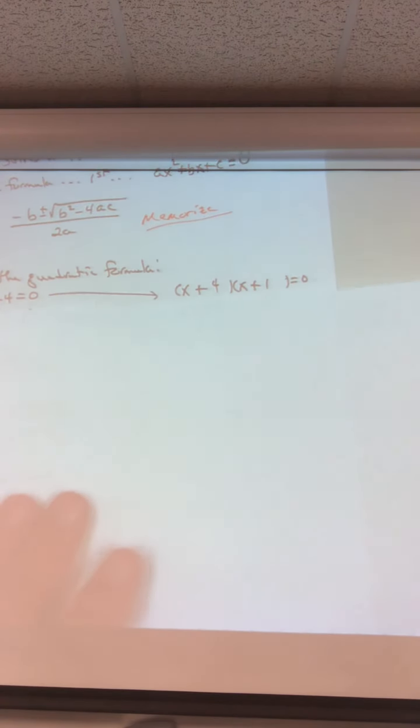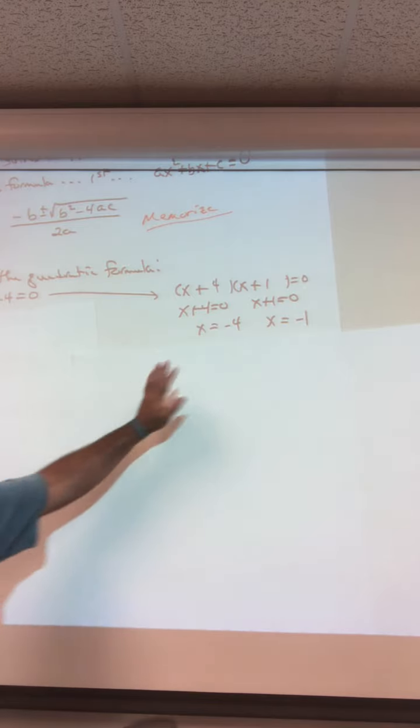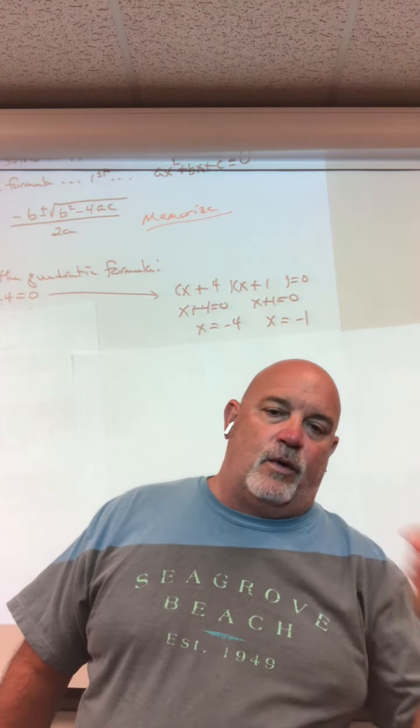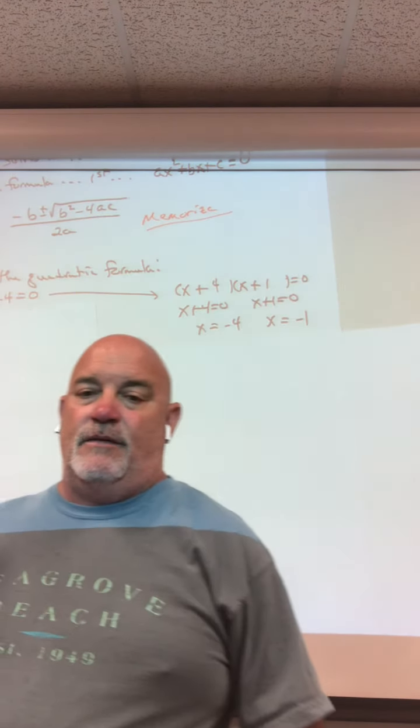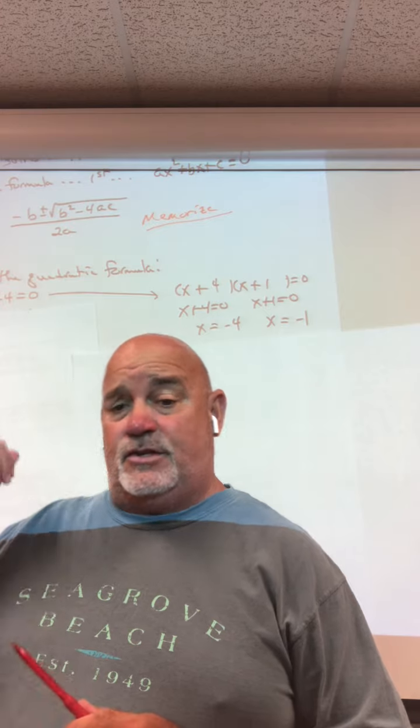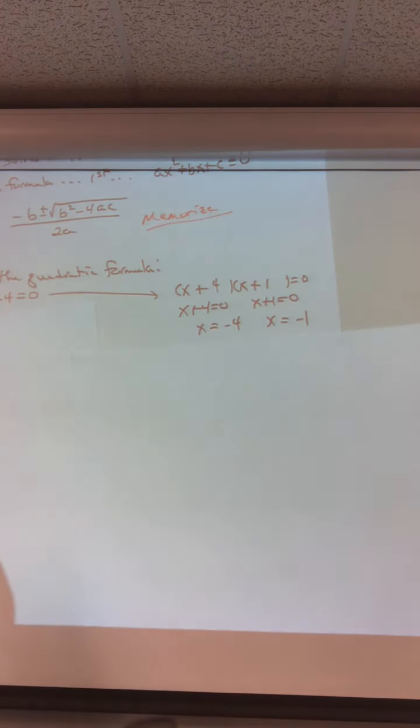Now set both of these equal to 0. X plus 4 equals 0, x plus 1 equals 0 to get my 2 solutions. X equals negative 4, x equals negative 1. So remember that. Again, you don't have to write this down, but remember the 2 answers are negative 4 and negative 1. Now, let's solve this same problem by the quadratic formula. If the quadratic formula solves all of them, it should certainly solve this one. So let's do that.